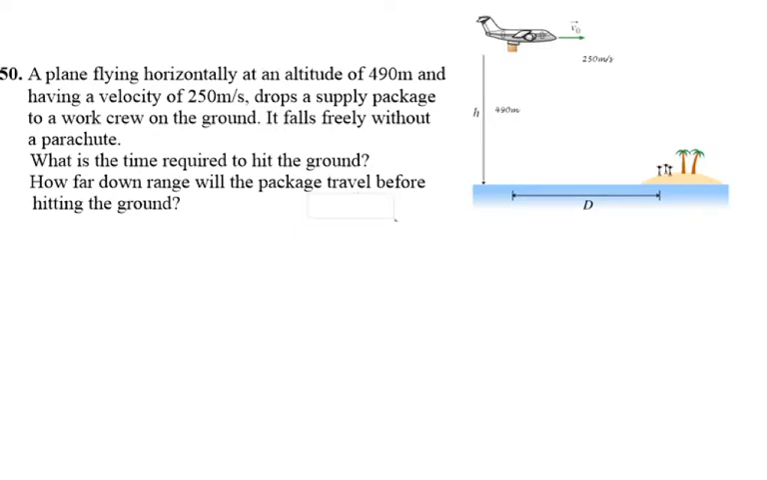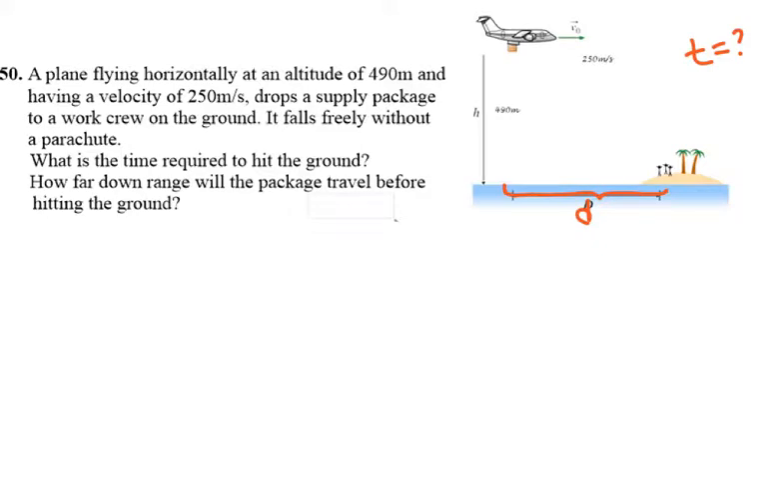Here's one more question. A plane is flying horizontally at the altitude of 490 meters and having a velocity of 250 meters per second drops a supply package to a work crew on the ground. If it falls freely without a parachute, what is the time required for it to hit the ground and how far down the range will it land? So I need to know how far it will land and how long it will fly. So I need this distance and I need the time it will take.